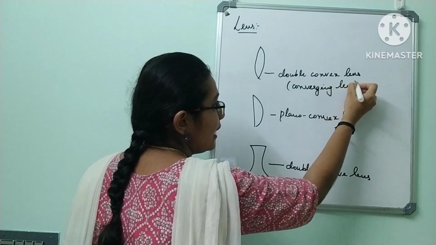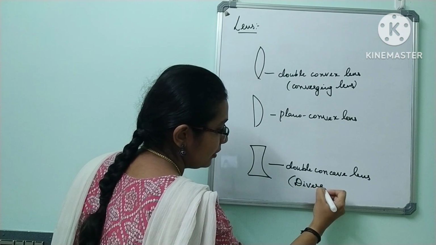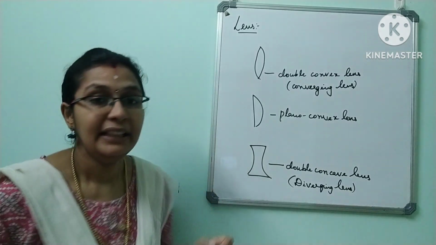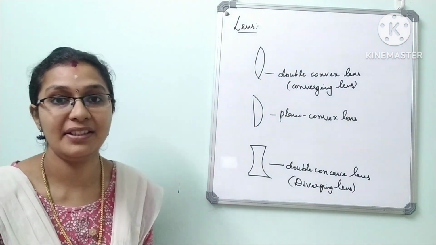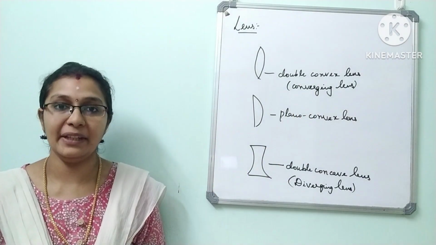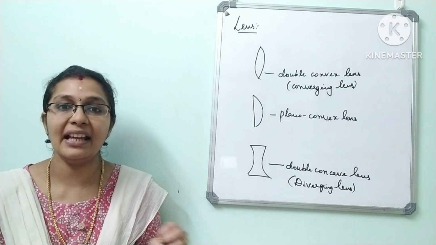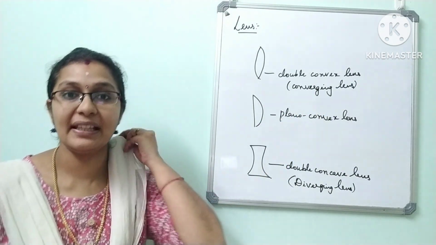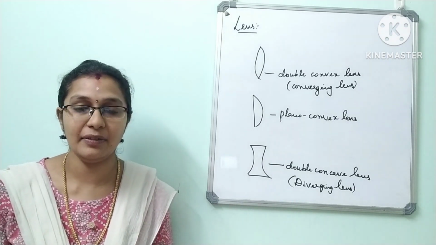And this is the diverging lens. Just like in mirrors, you say a concave mirror is a converging mirror and a convex mirror is a diverging mirror. Yes or no? So lens and mirror have just the opposite process. In a convex lens we say it is a converging lens, and a concave lens we say is a diverging lens.